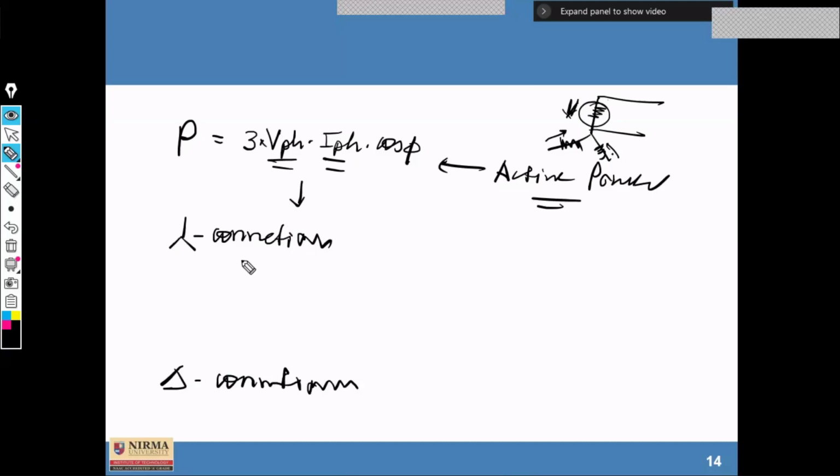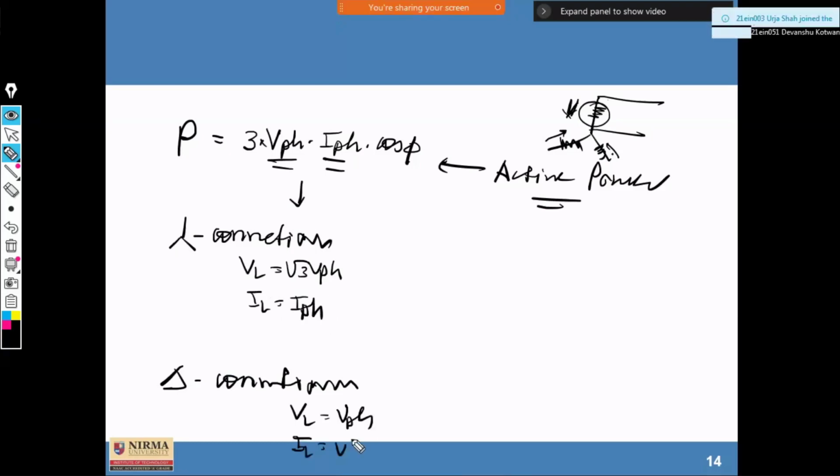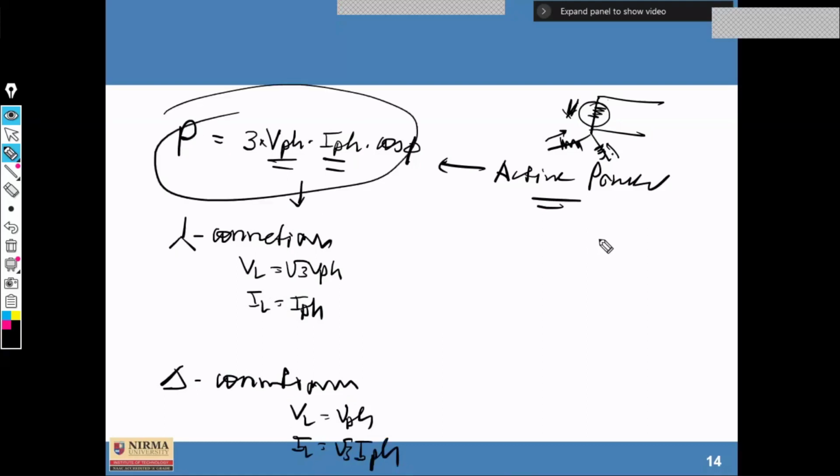We know that for star connection, VL is equal to root 3 VPH and IL is equal to IPH. And for delta connection, VL is equal to VPH and IL is equal to root 3 IPH.